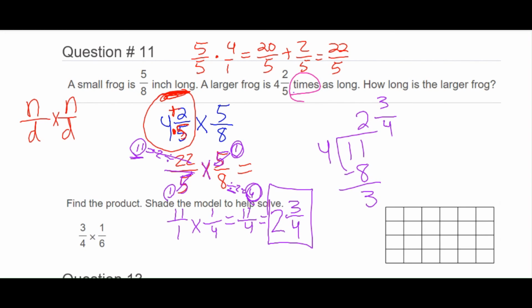So you have to know, if it says times, you need to multiply. If it's a mixed number, you change it to an improper fraction and then multiply. If it's a whole number, you can put it over 1 and multiply that way.